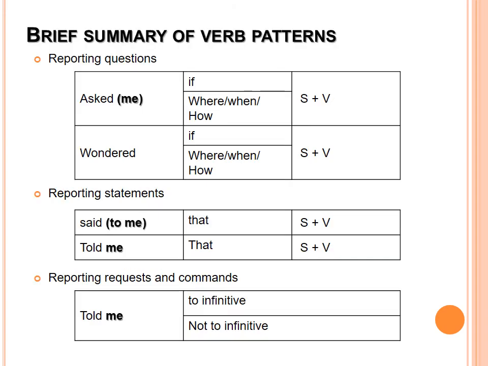Here we have a brief summary of verb patterns that have to do with reporting questions. For instance, asked somebody if, where, and then we have to use affirmative word order, subject and verb. The same happened with the verb wondered.